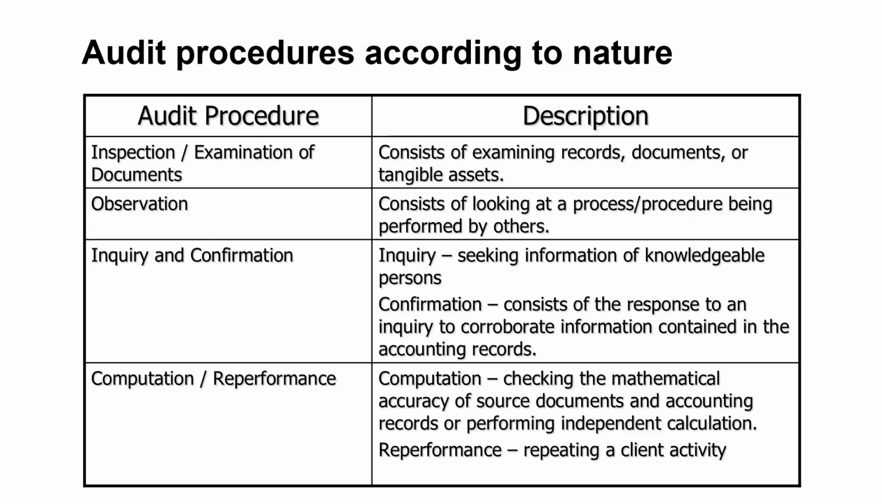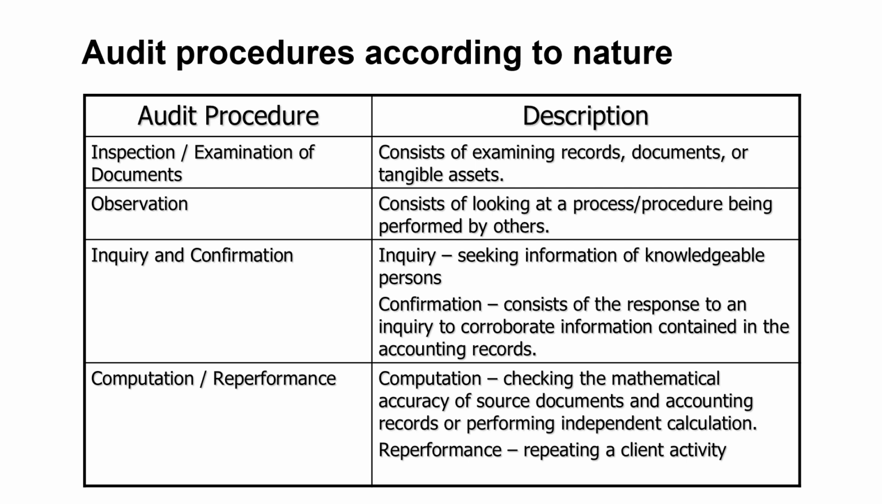Let's now look at the different audit procedures according to nature. If we look at PSA 500, there are actually seven listed audit procedures according to nature, but we're expanding it a little bit here just to give more context. So we have, of course, what is called inspection or examination of documents. This would include examining records, documents, or even tangible assets. So in PSA 500, inspection refers to both inspection of documents and physical examination of assets.